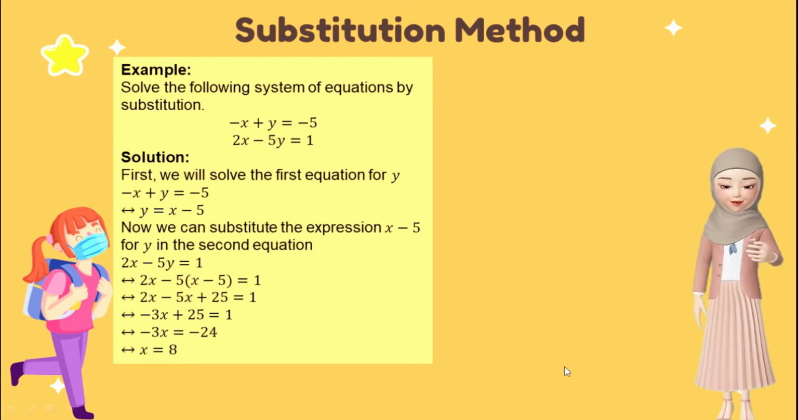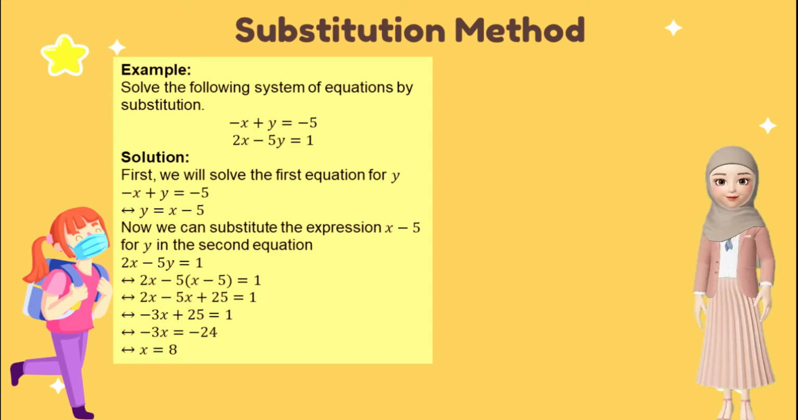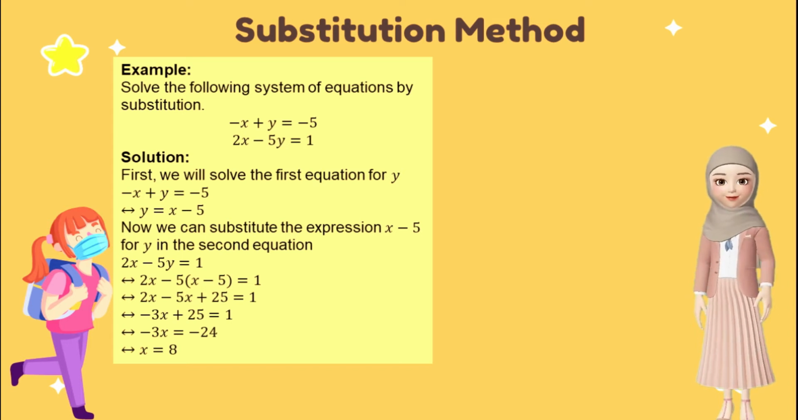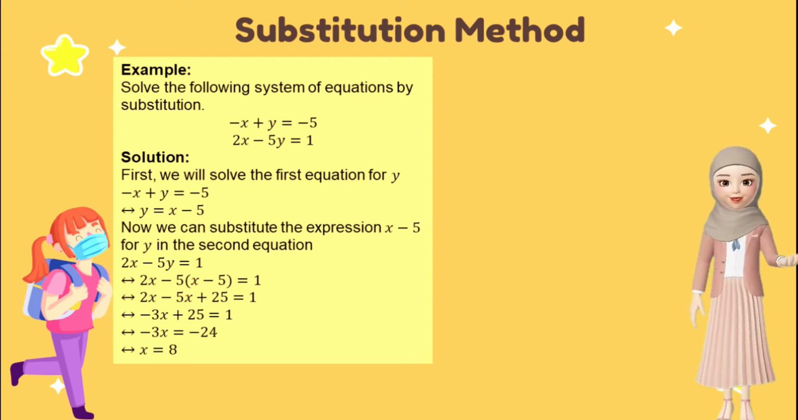For example, solve the following system of equations by substitution. The first equation is minus x plus y equals minus 5. The second equation is 2x minus 5y equals 1. Solution. First, we will solve the first equation for y. We write the equation again: minus x plus y equals minus 5.